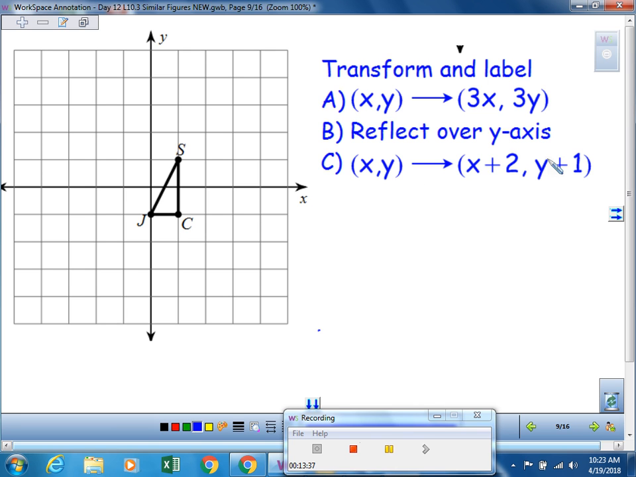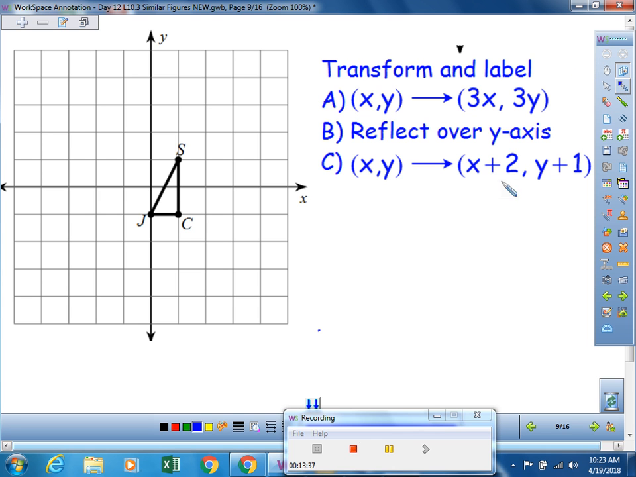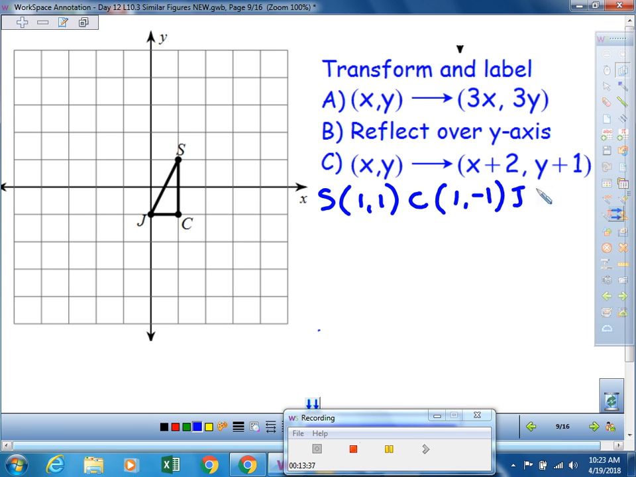Dilation. So we're going to take this shape and we're going to dilate it. Okay, we're going to do by 3. So how do you dilate? You got to write the ordered pairs. S is what? 1, 1. C, 1, negative 1. And J, 0, negative 1. What's our scale factor? 3. So we are going to multiply by 3.